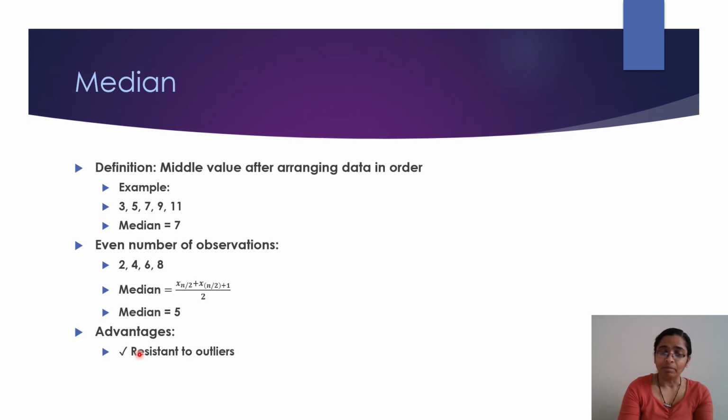Now, unlike the mean, the median is not pulled by extreme values. So it is resistant to outliers, and that makes the median extremely useful when the data is skewed.